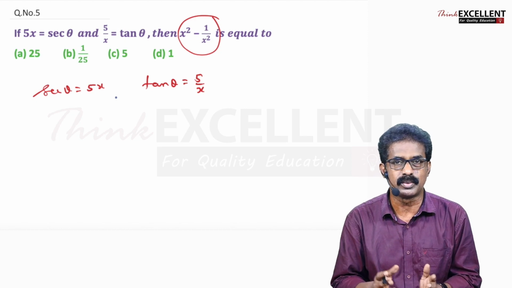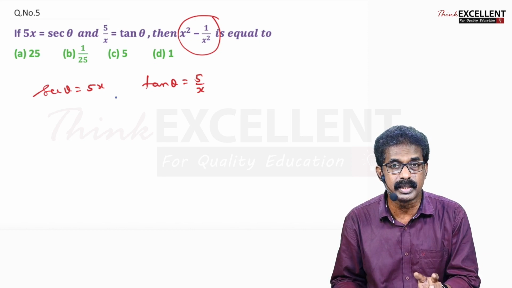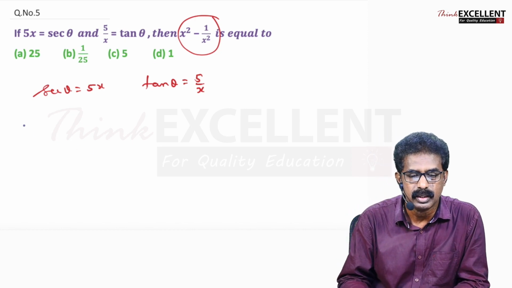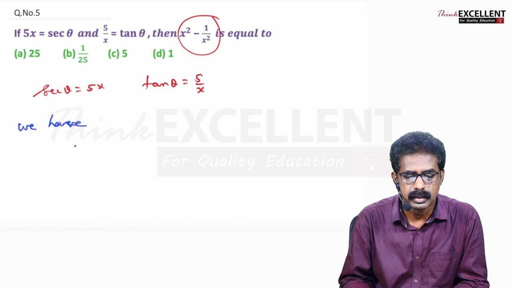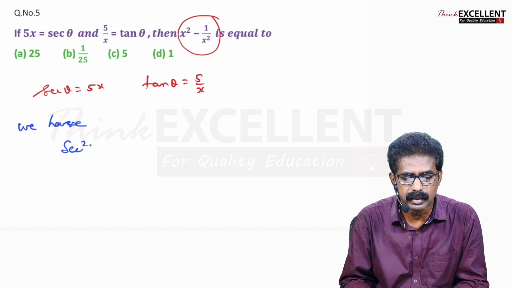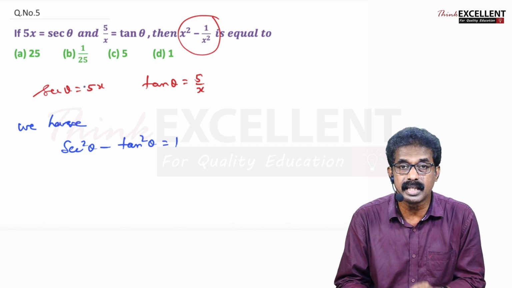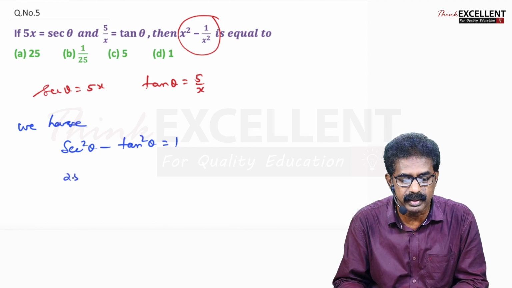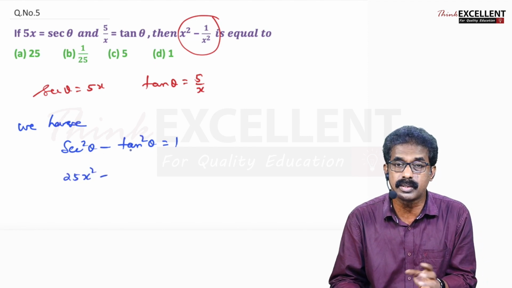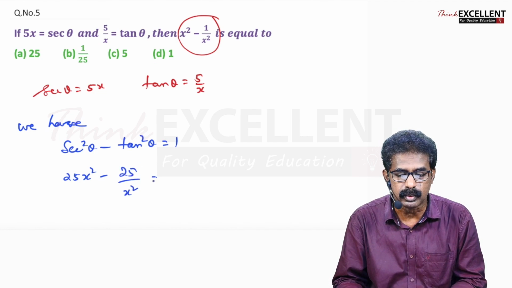Sin square theta plus cos square theta is 1. There is a formula in secant and tan. What is that? There is an identity. Secant square theta minus tan square theta is 1. So we use that one. We have secant square theta minus tan square theta is 1. What is secant square theta? Secant theta is 5x. So secant square theta means 5x the whole square. It is 25x square minus tan square, 5 by x the whole square, that is 25 by x square, equal to 1.